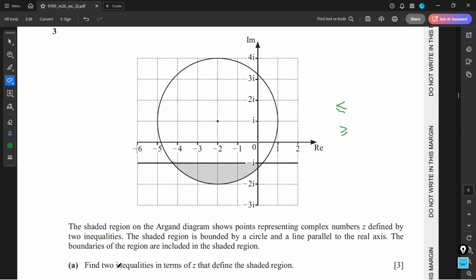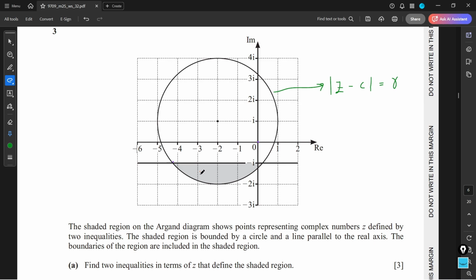So how are you going to do the first part? Well, for this one, you just need to know the standard way of writing the equation of the circle, and how you define this line over here that is parallel to the x-axis. Let me talk about the circle first. Whenever you need to define the circle in the Argand diagram, the formula is modulus of z minus the center point equals r, which is the radius. So this defines all the points that are present on the circumference of the circle.